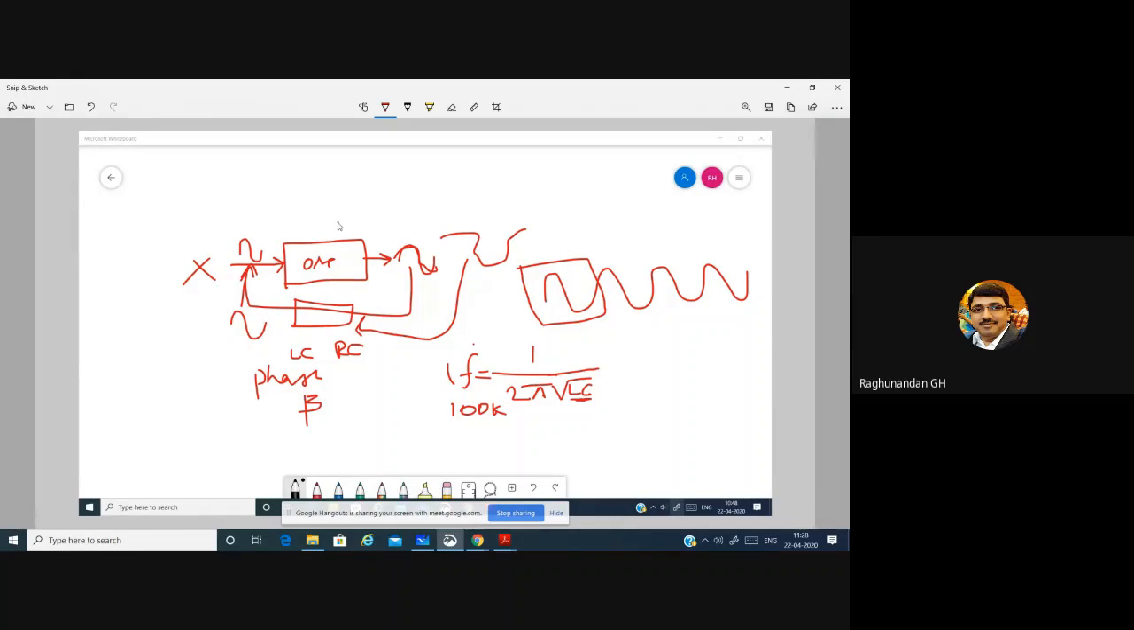But the same beta, for this amplifier circuit, will be the current gain. But beta with respect to the feedback network is the feedback factor, which is output by input. So overall, what the feedback network is going to do is change the frequency of the signal, change the phase of the signal, and add some gain to it.